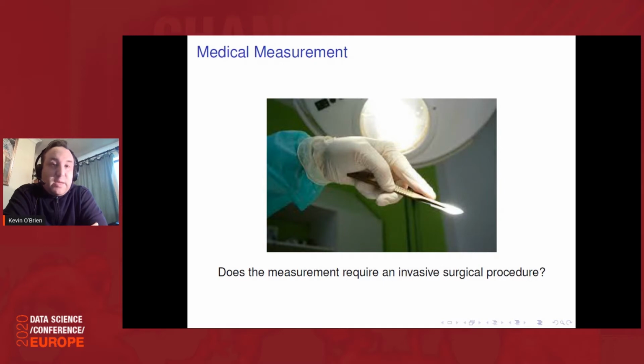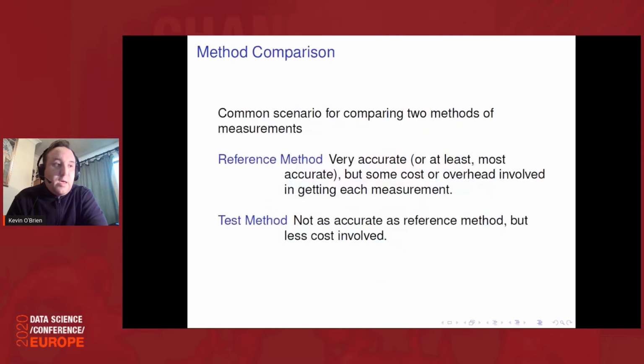Now, this is a sort of extreme example, but consider other types of medical measurement, for example the coronavirus tests, where they put a swab in your nose. That's essentially a medical measurement. So there is a cost or lack of comfort involved with them, and that's an important consideration.